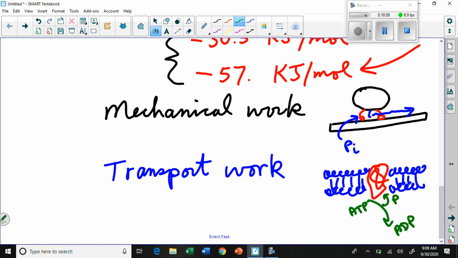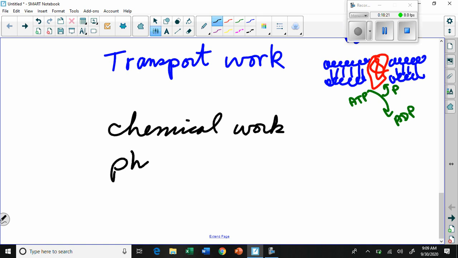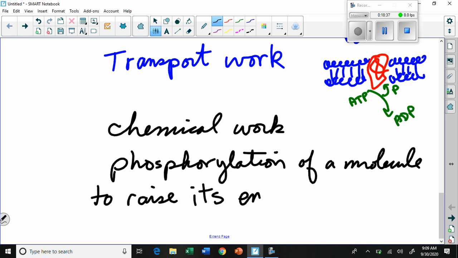And then the other thing it can also do is what we call chemical work. Chemical work is done when we transfer energy from one molecule to another. It's basically phosphorylation of a molecule to raise its energy so that it can then carry on and do what it needs to do. We're going to see that in our next video when we start talking about glycolysis.